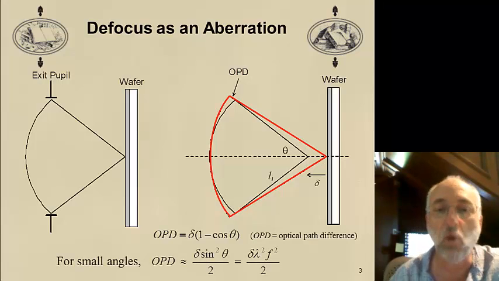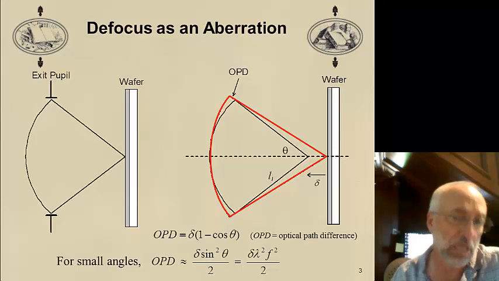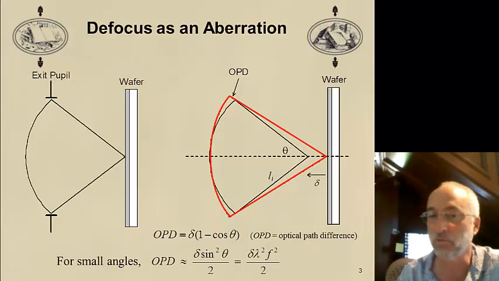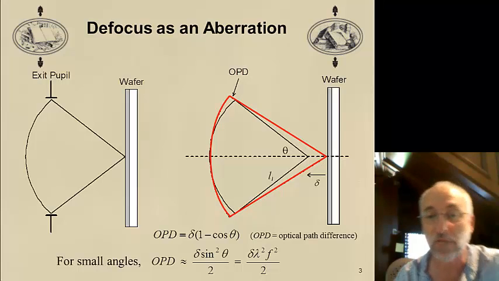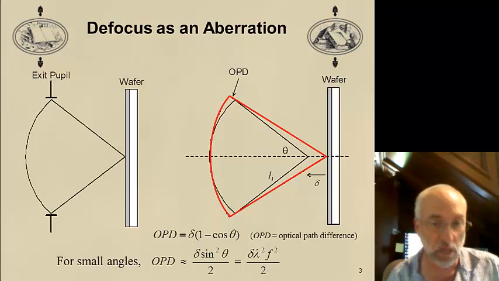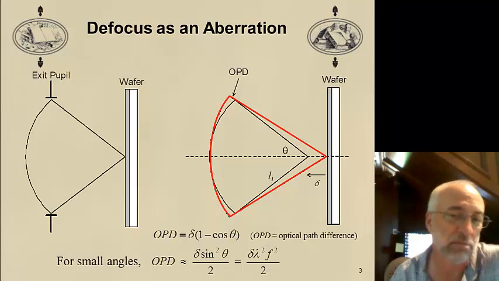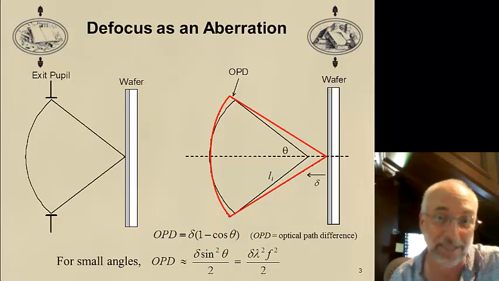Well, we can make a small approximation. If we have small angles, we can approximate 1 minus cosine theta as being about equal to sine squared theta over 2. If you want to figure that out, just use the square root relationship between cosine theta and sine squared theta, and then do a Taylor series expansion of the square root. But in any case, I can make this approximation. If the angle theta is relatively small, OPD is about equal to delta sine squared theta over 2. Why would I care? Why would I want to make that? I mean, I can calculate cosine theta just as easy as I can calculate sine theta.